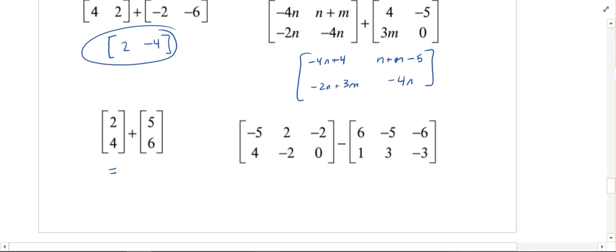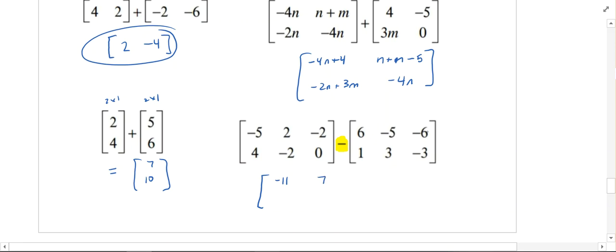I'm going to add these. So notice this one matches as well. I have another 2 by 1 and 2. And ooh, here, little tricky. I have a subtraction. I bet you did it instinctively though. We're just going to subtract our values instead. So negative 5 minus 6, negative 11. 2 minus negative 5 is 7.